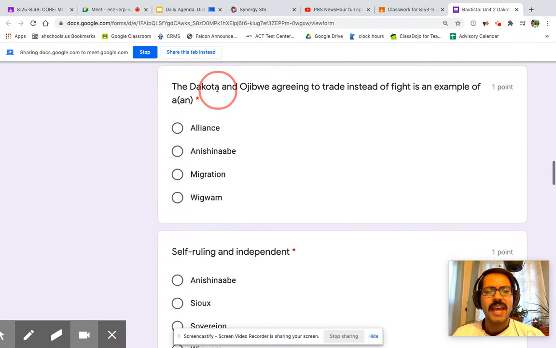The Dakota and Ojibwe agreeing to trade instead of fight is an example of alliance, Anishinaabe, migration, or wigwam.